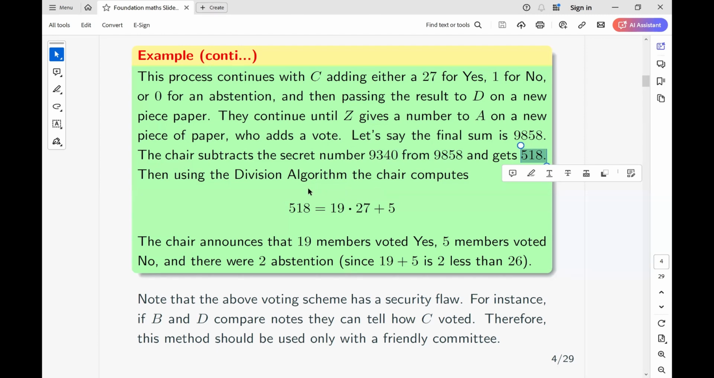Now, there were 26 members, and a yes was 27. So the chairman is able to tell how many people voted yes, because there are 19. Then the remainder is 5. That means 5 people voted no. And then, what total is that? 19 plus 5, that is 24. It means 2 people abstained from voting.